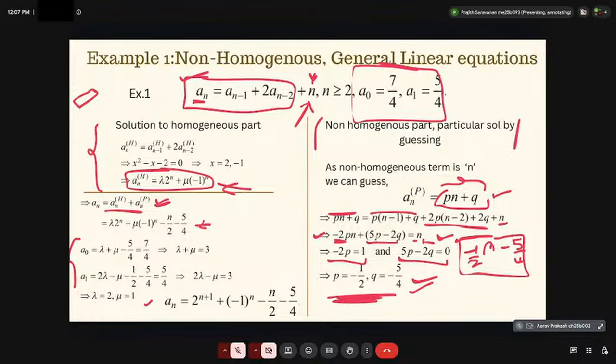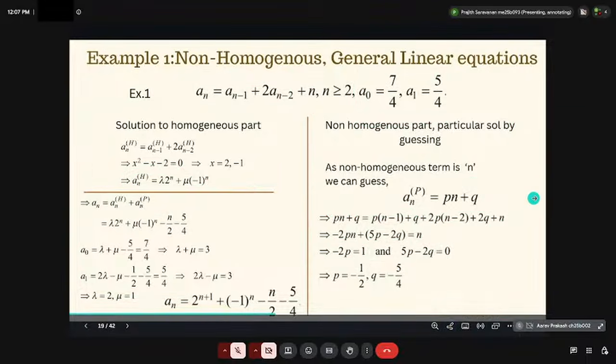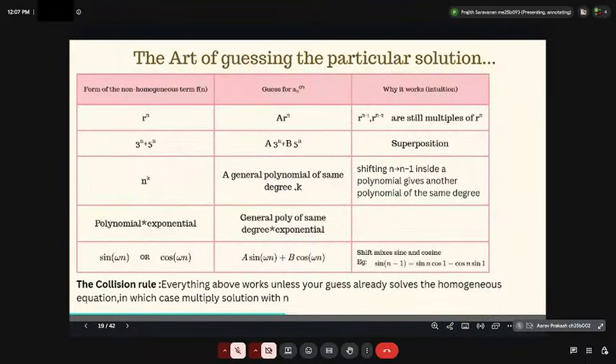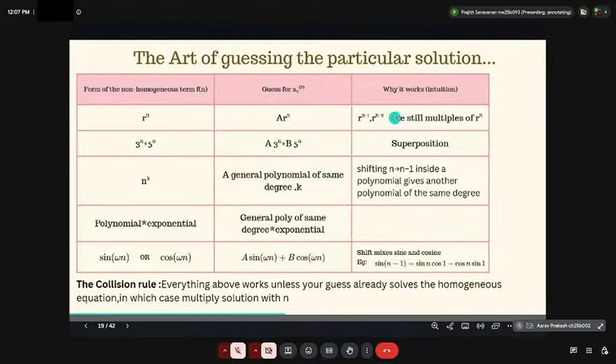Yes, because n is linear, we get that Pn plus q is a solution. So we'll go through a general table. This is the art of guessing the particular solution. You can refer to this table later. I'll go through 2 or 3 rows.